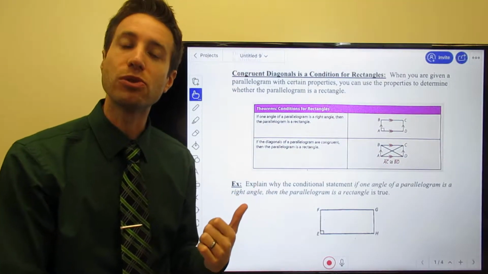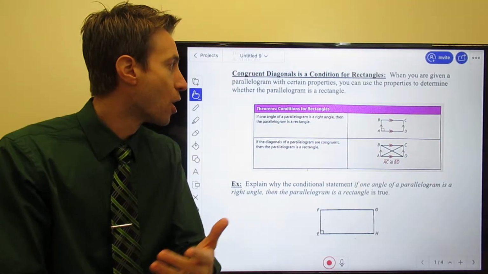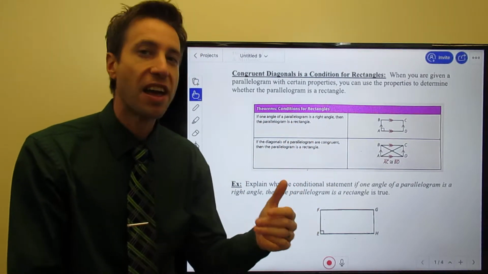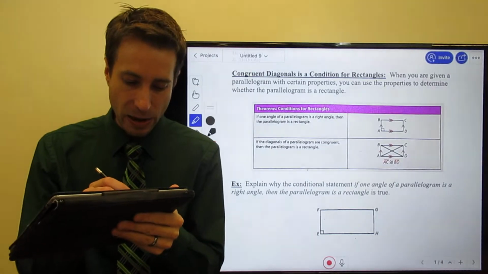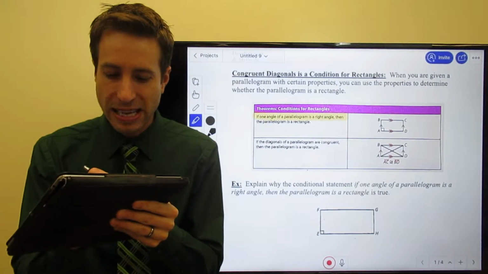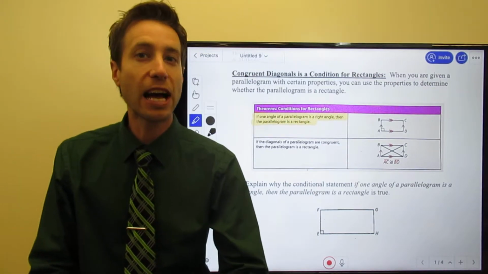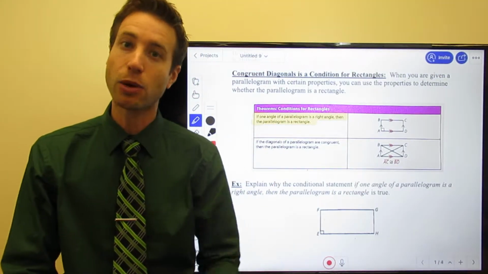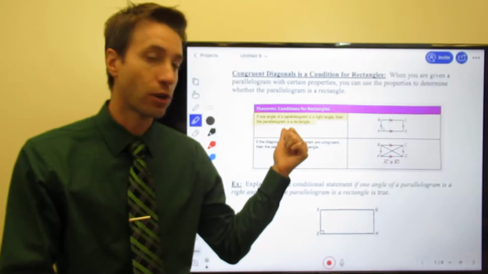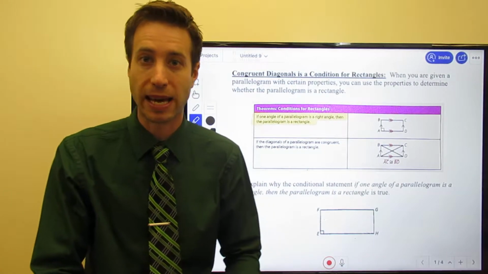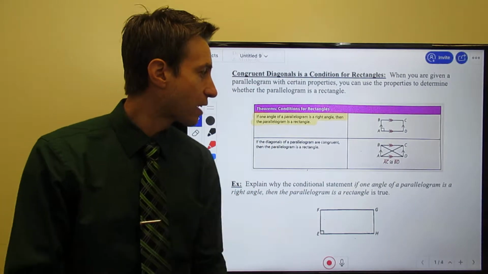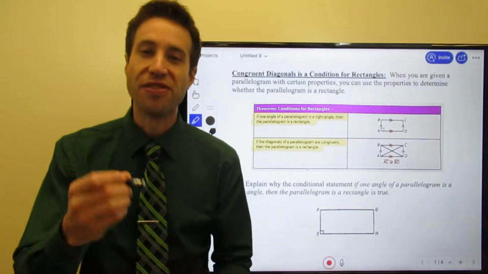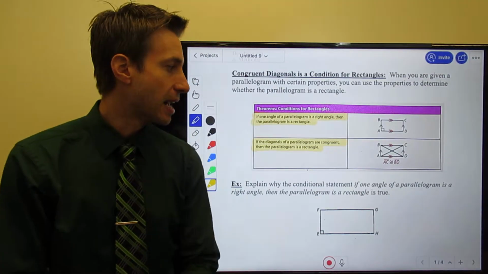Now, how can we use this to prove a figure is a rectangle? Here's the way it's going to work. If one angle of a parallelogram is a right angle, then the parallelogram has to be a rectangle. So based on the information given in the problem, if I tell you it's a parallelogram, which is really important, I have to tell you that first, and I tell you one of the angles is a right angle, then this theorem says it must be a rectangle. And then we have one more: if the diagonals of a parallelogram are congruent, then the parallelogram must be a rectangle.